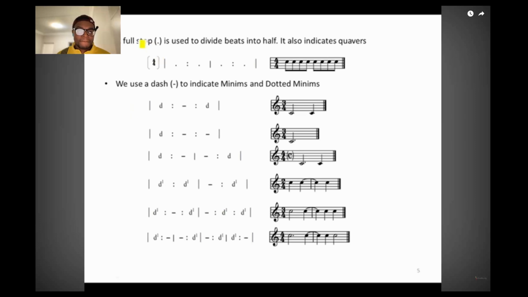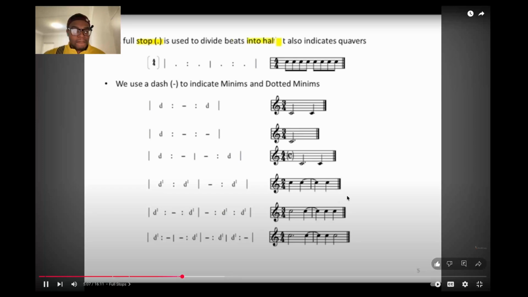A full stop is used to divide the beats into half. It also indicates quavers.